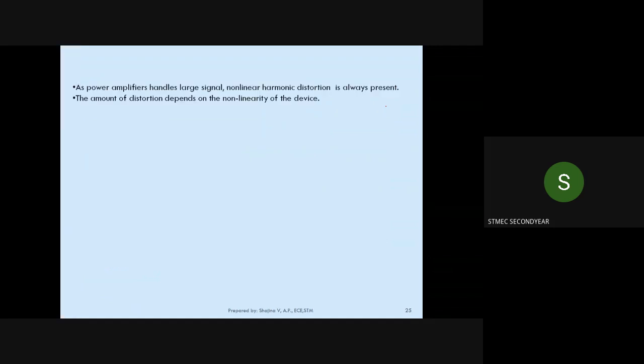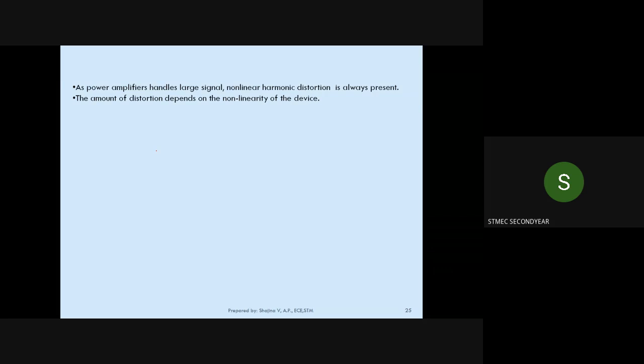Now we can consider the harmonic distortion in power amplifiers. Okay, so harmonic distortion in power amplifiers. As power amplifier handles large signal, non-linear harmonic distortion will always be present. Okay, then this amount of distortion depends upon the device non-linearity, that is our transistor, non-linearity of our transistor. Okay, so we can see the equation for that. For a sinusoidal input signal, the output is not perfectly sinusoidal in case of distortion. If distortion is present, then the amount of distortion will depend upon the non-linearity of the device.